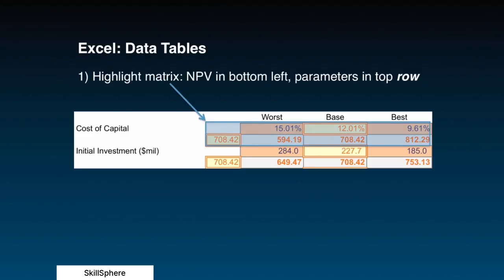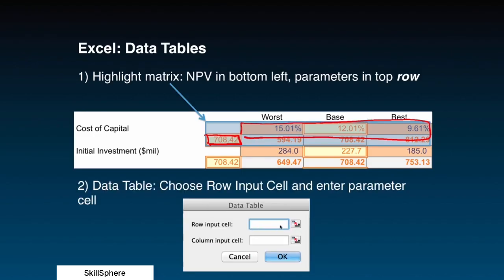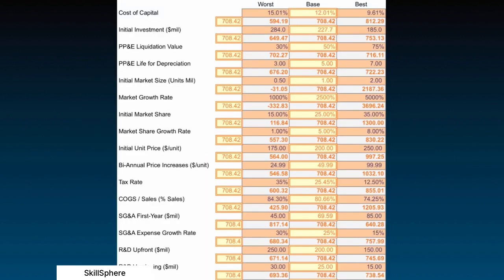So how did I get this? I just used an Excel data table. These are inputs right here. All you do is highlight the matrix. The NPV of the project is here in the bottom left. The parameters are in the top row. And you choose a row input cell and enter the parameter cell. That's it. Nothing more than a data table. And I did this for all of the parameters, though I don't show you all of them here, and it's just useful to move through them to make sure things make sense.